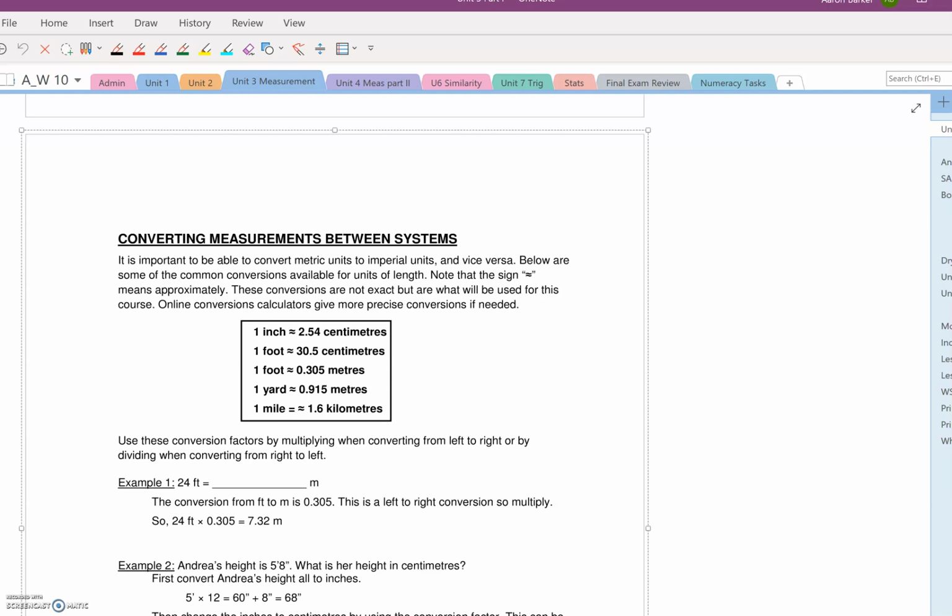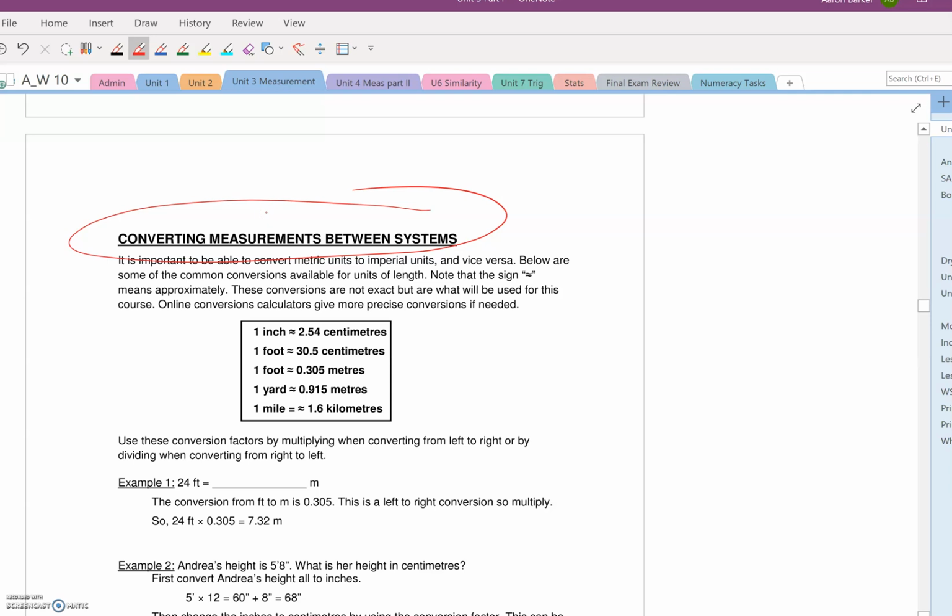Okay, class, so today's lesson is converting measurements between systems. This can get a little bit complicated, but we're going to keep it simple. I'm going to show you the long way and then the shortcut, and what our expectations are.